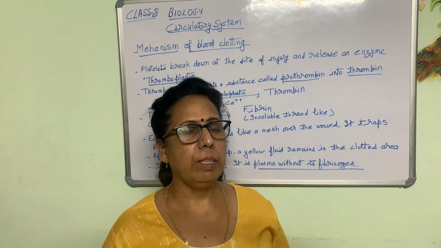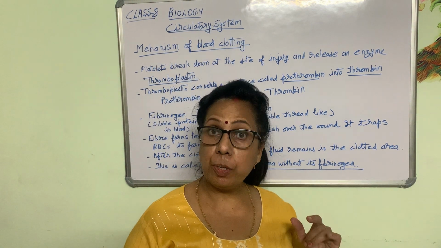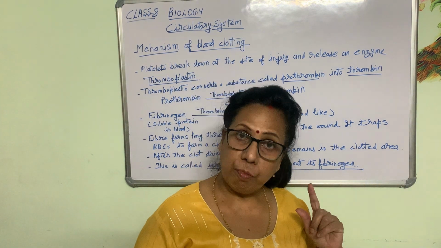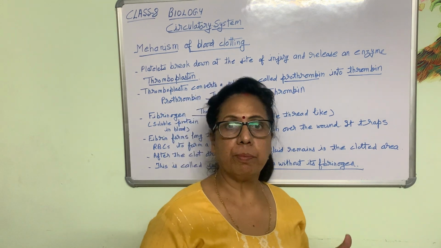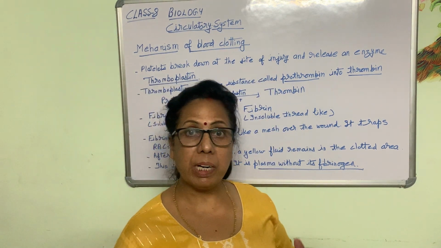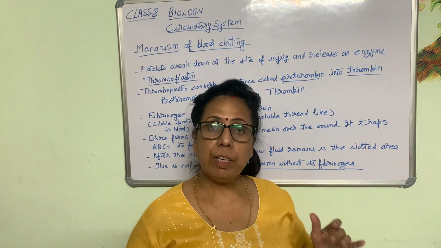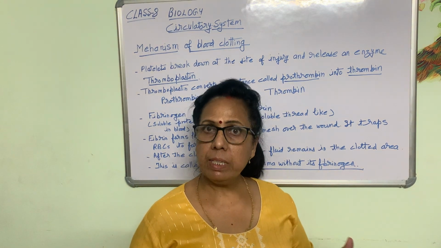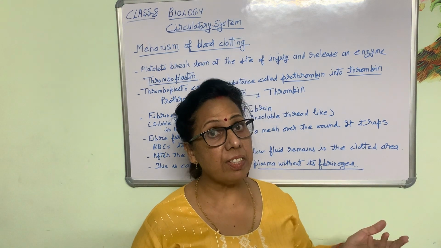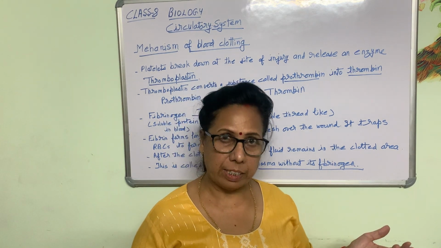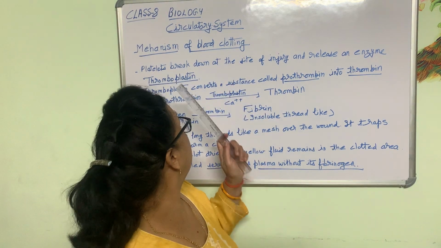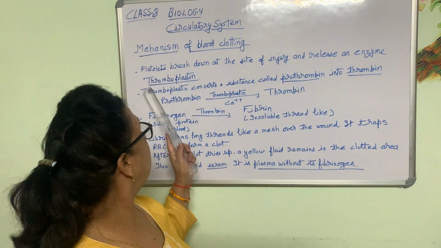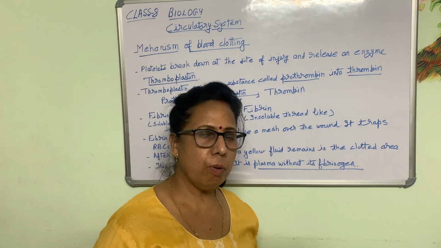In a normal human being, the formation of a clot occurs within 2 to 5 minutes. For clot formation, the part of the blood which is responsible is the blood platelets. When we get hurt, blood comes in contact with the air, then what happens? Blood platelets break down at the site of injury and release an enzyme, thromboplastin.